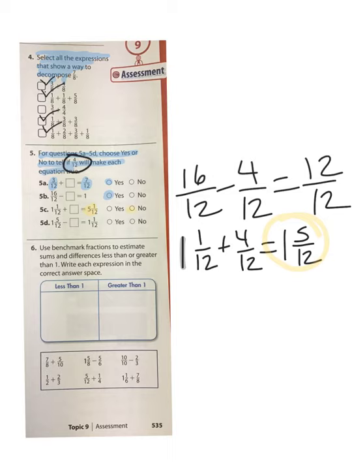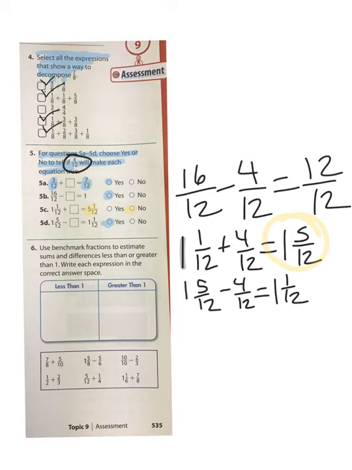Now I have 1 and 5/12. So I have 1 and 5/12 minus 4/12. Well, I don't have to regroup because I can subtract 5 from 4. So I'll end up with 1 and 1/12. So this answer would also be yes.